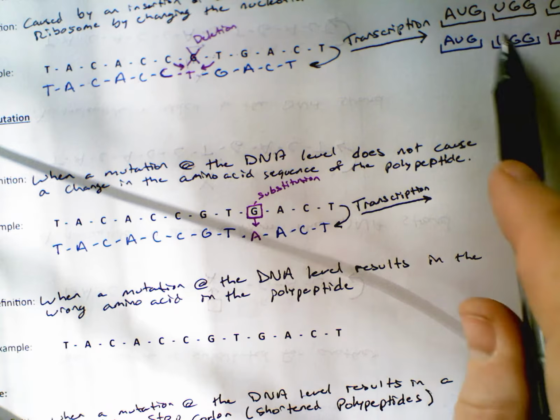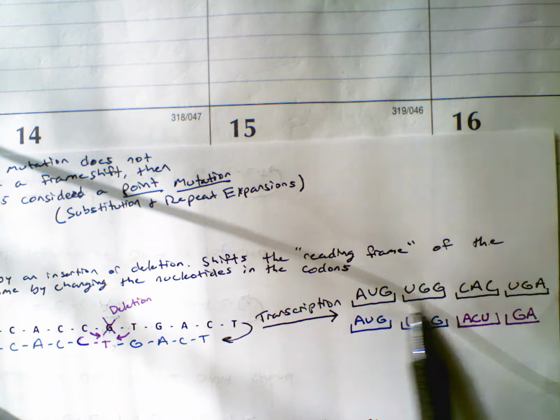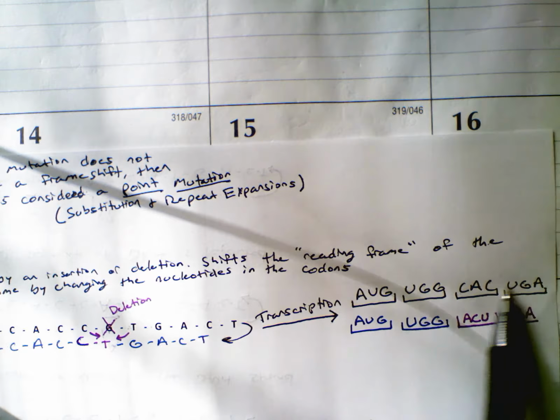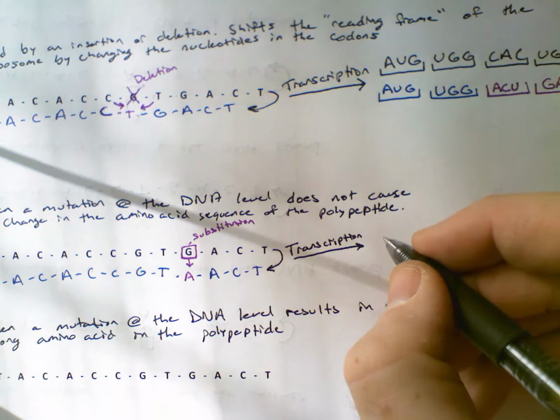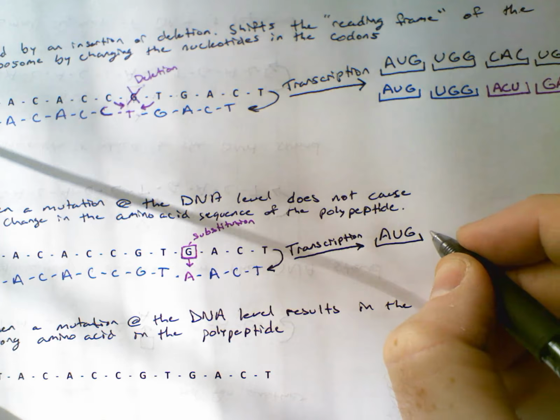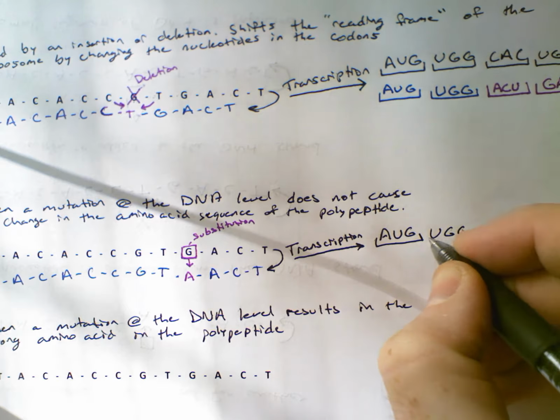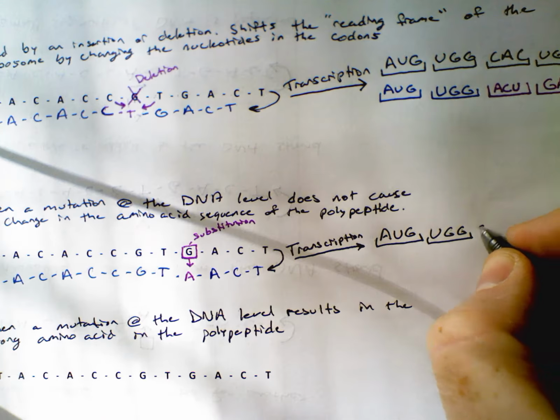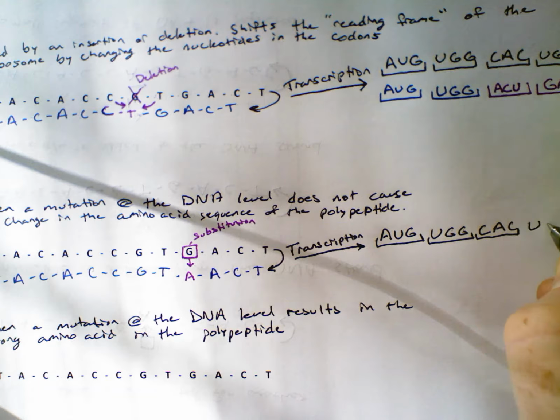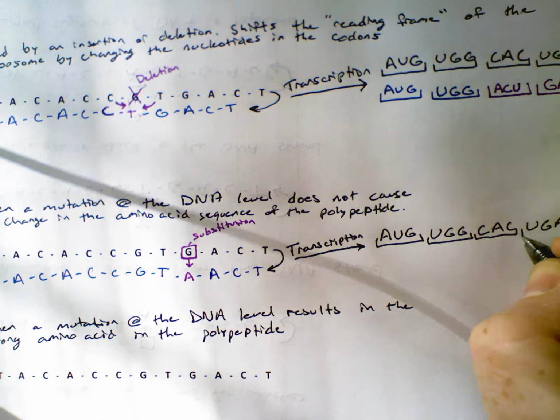Now we're using the exact same strand of DNA for our original non-mutated strand, so we're going to end up with that same messenger RNA sequence as before. So it's just going to be AUG and then UGG. Again, this is the non-mutated strand, CAC, so we can compare it to the mutated strand, UGA.